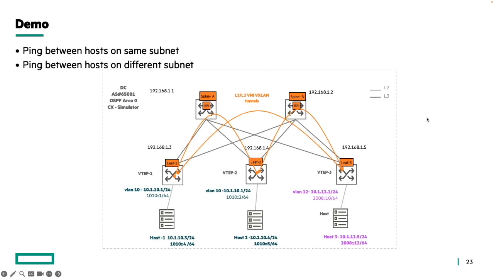So let's look at a quick demo. In the demo, we'll be trying to ping between hosts of the same subnet, and we'll also try to reach the host of different subnets. I have VLAN 10 here and VLAN 12 here. We'll try to ping from VLAN 10 to VLAN 10 first, and again from VLAN 10 to VLAN 12 to see both L2 and L3 can coexist on the CX simulator setup.